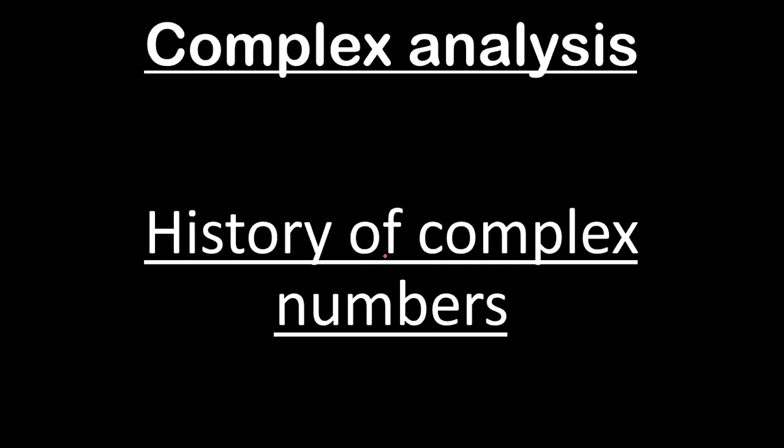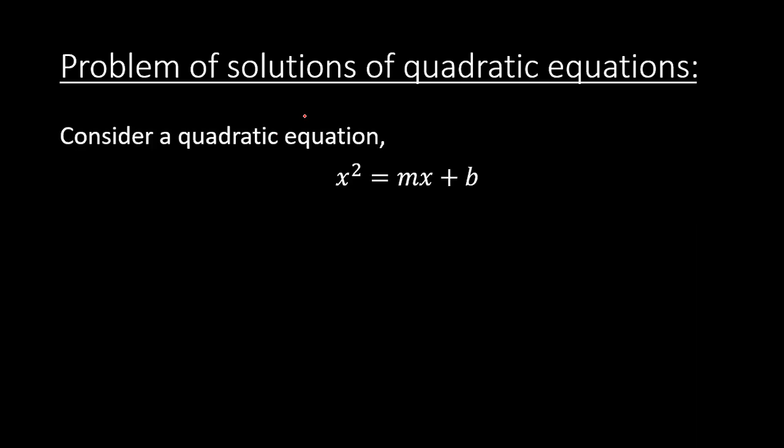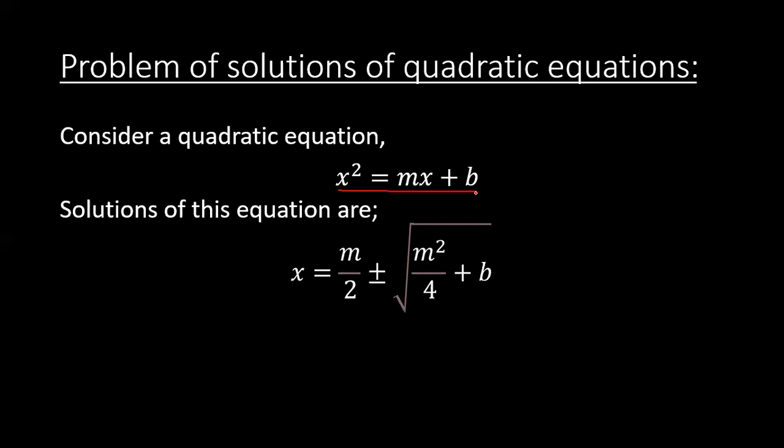So in this video, you will learn the history of complex numbers. First of all, the first thing that led to the discovery of complex analysis was the problem of solutions of quadratic equations. If we consider the quadratic equation of the form x square equals mx plus b, then its solution will be of this form: x equals m by 2 plus minus the square root of m square by 4 plus b.